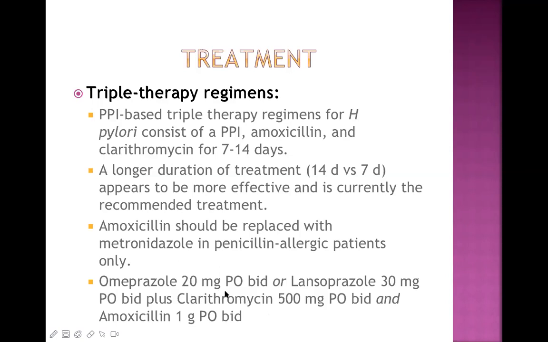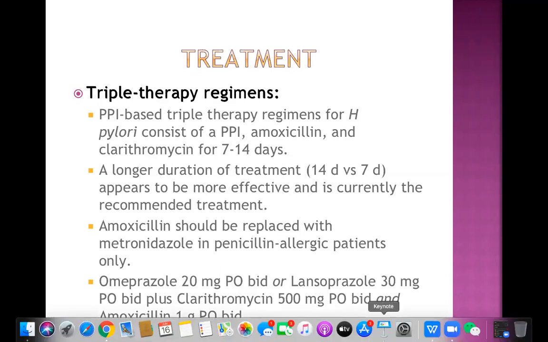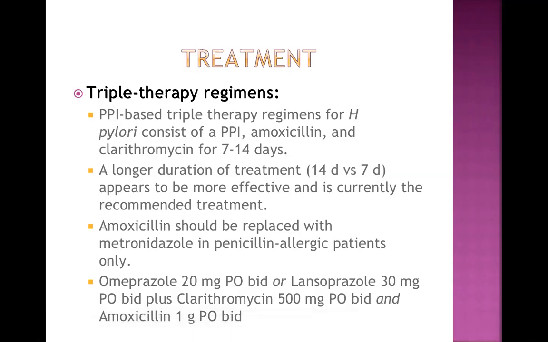Omeprazole 20 milligram per oral twice a day, or you can use lansoprazole or any other PPI for that sake, plus clarithromycin 500 milligram BD again, and amoxicillin 1 gram per oral BD. So these are the doses of the medicine. So you can also prescribe these according to the need.